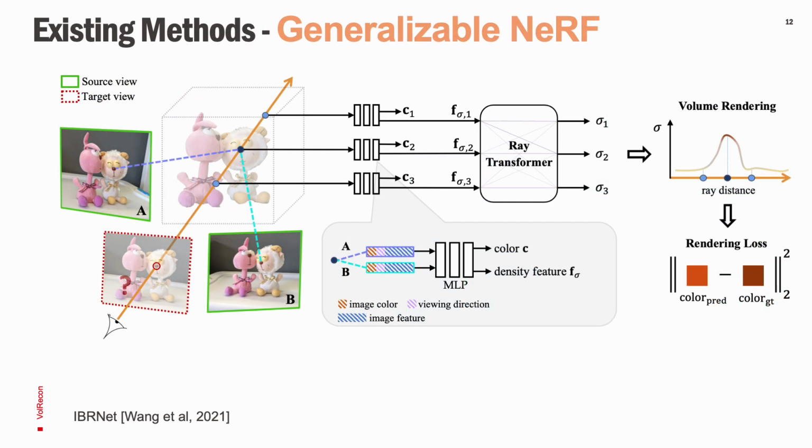The second type is generalizable neural radiance field, such as IBRNet. Similar to NeRF, IBRNet first samples points on the camera ray to render. Then it projects sampled points to all views to retrieve multi-view features. It uses a ray transformer to aggregate points feature and outputs volume density and color of each point. Finally, it renders the pixel's color using volume rendering.